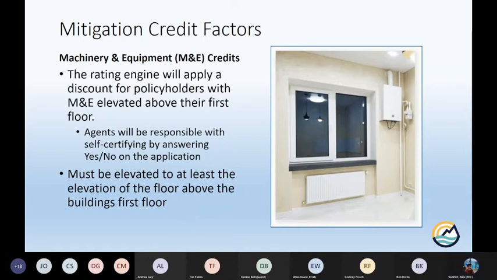The agent, completing the application, is going to be the one responsible for self-certifying that it is located in the correct position. This is a little confusing, so bear with me. The machinery has to be elevated to at least the elevation of the floor above the building's first floor. Clear as mud, right? So to give you a couple examples, if you're talking about a slab on grade building with a single floor, the machinery and equipment has to be elevated up into the attic area.